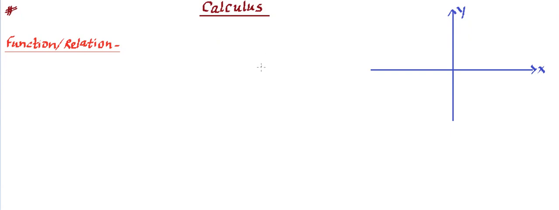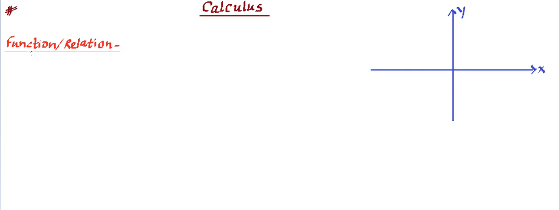We have just finished vectors as a part of the mathematics for physics. Now, the second important aspect of that mathematics for physics is calculus. So, we will be talking about this aspect of mathematics in such detail so that it helps us in solving the questions of physics in future. So let's talk about function and relation.